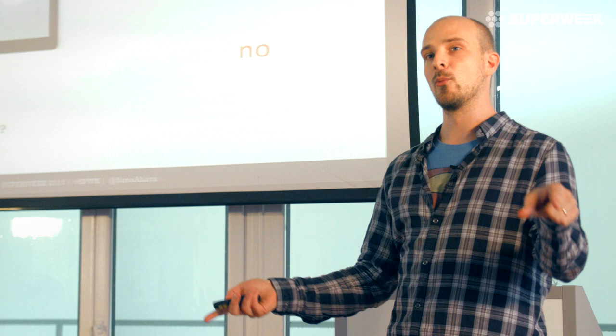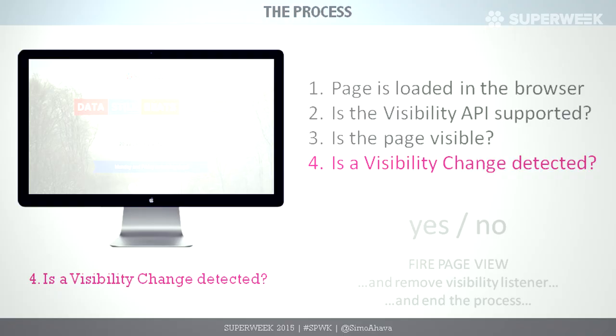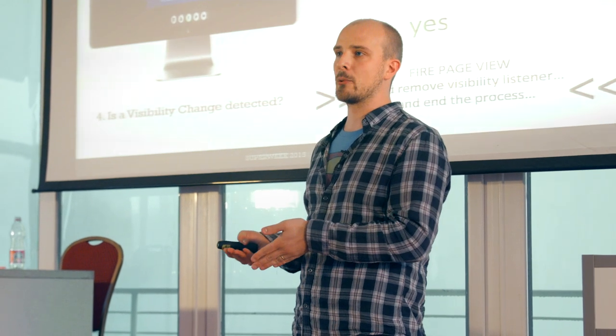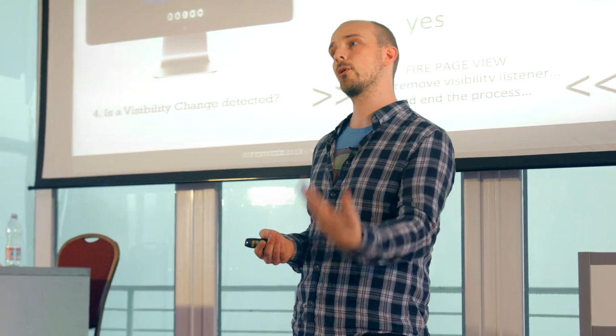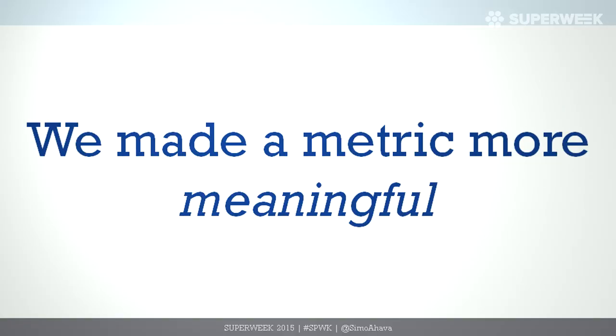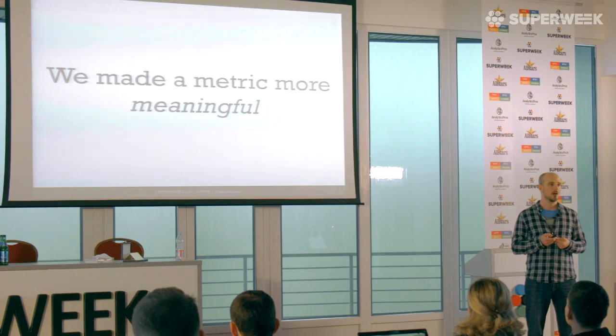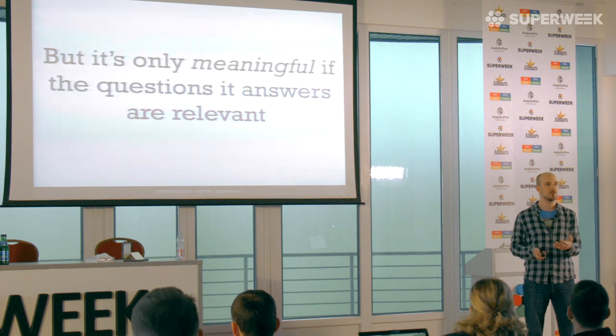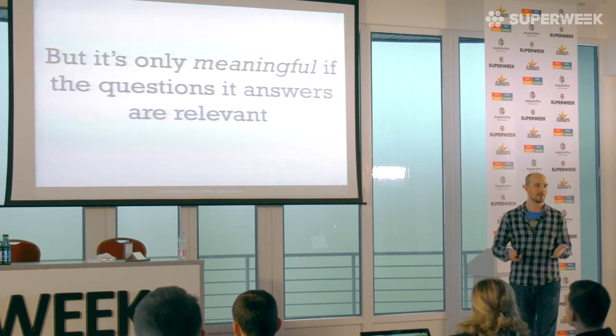So now we just wait. And when Doug then clicks the browser tab and makes the page active, it sends the visibility change event. And now that we've got the event, we can fire the page view, and now the page is visible again. So this way, when you look at your page views, you can be just a bit more comfortable with the fact that they are actually representing something that might be important to you.